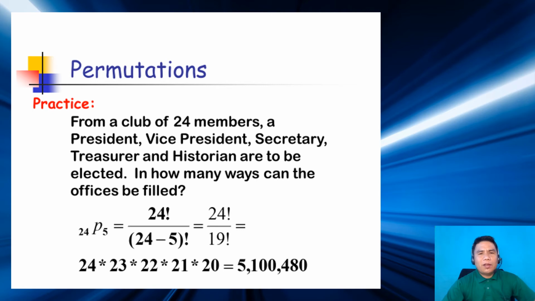So it's equal to 24 factorial over 24 minus 5 factorial, and that is 24 factorial over 19 factorial. What remains here is 24 times 23 times 22 times 21 times 20, because 19 and below is already cancelled out. The result is 5,100,480 ways. Okay, and dami. A large number of ways to choose so that the offices will be filled.